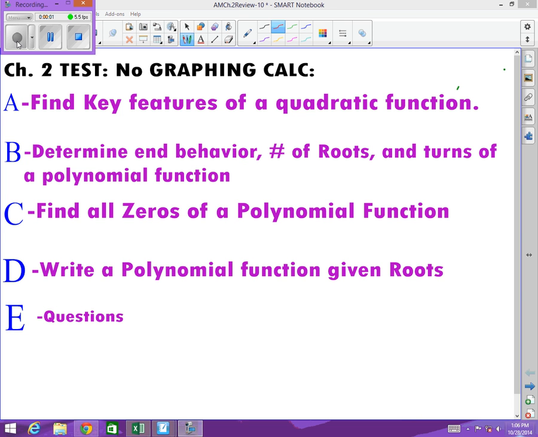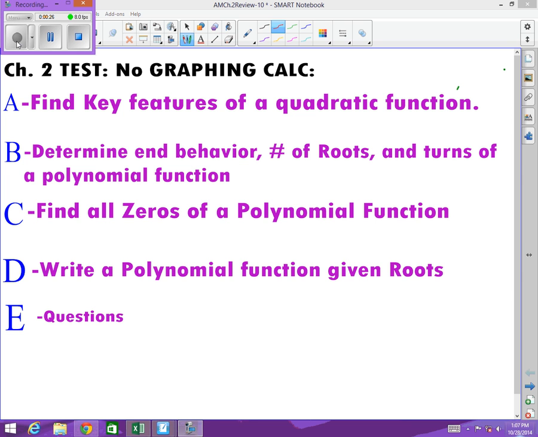So the Chapter 2 test comes in two parts, the non-graphing calculator part and the graphing calculator part. We will take the non-graphing calculator part first, and these are the things you need to do on that part. Find some key features of a quadratic function, determine the end behavior, roots, terms of a polynomial, find the zeros or roots of a polynomial, and write a polynomial function given the roots.